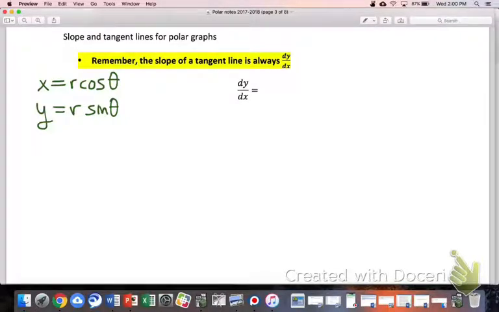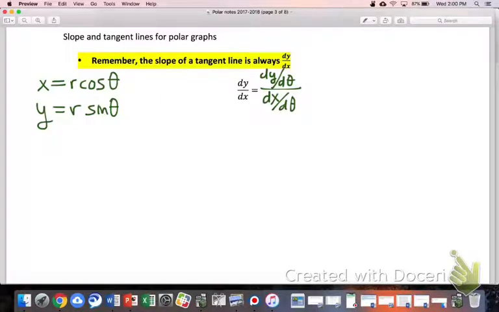Let me take you back to what we did with parametrics. Do you guys remember with parametrics and vectors, dy dx is equal to dy dt over dx dt? Same kind of relationship here. In regard to polar, dy dx is equal to dy d theta over dx d theta. It's just that theta is going to be our parameter as opposed to t, time.